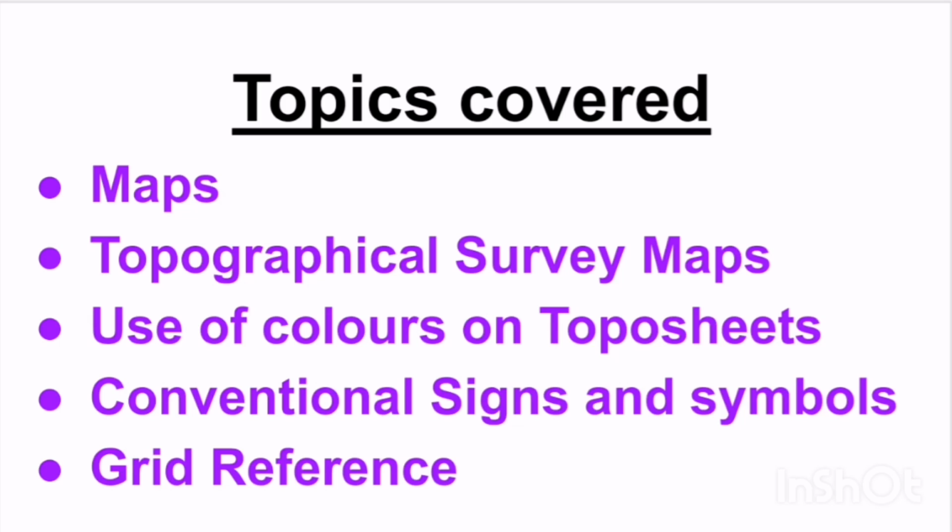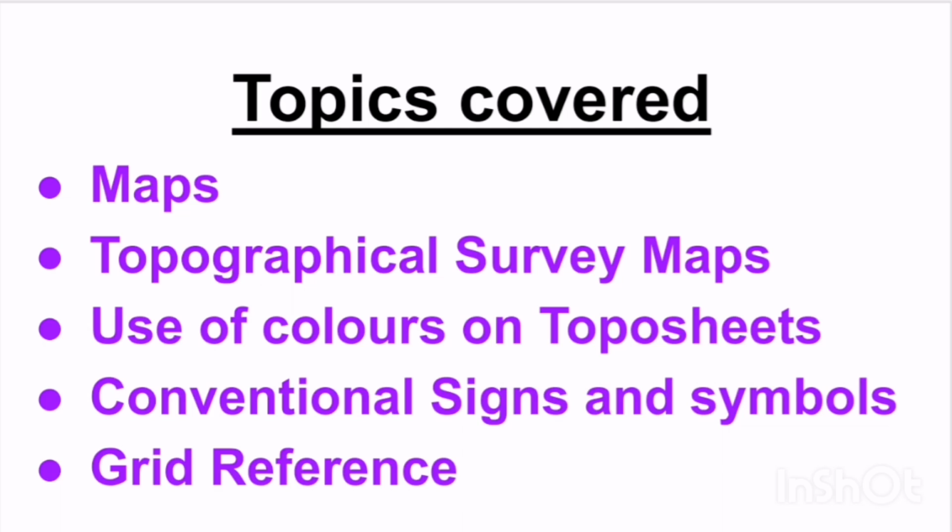So, maps, what are these? It's a representation of any area of the earth on a flat surface. There are types of maps like physical, political, thematic. Then was your topographical survey maps. Topographical survey maps, commonly known as topo sheets. They are large scale maps which show both natural and man-made features.